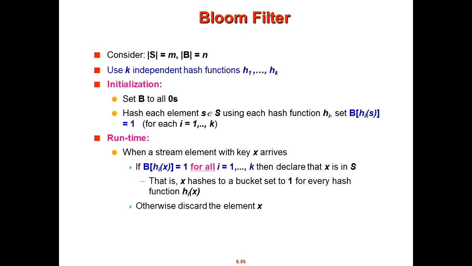The Bloom filter approach is that we use k independent hash functions rather than only one. So the initialization is like this. We still use a bit array, and we hash each element using all the hash functions. For each hash function, for each hash value, we set the corresponding bit to 1.